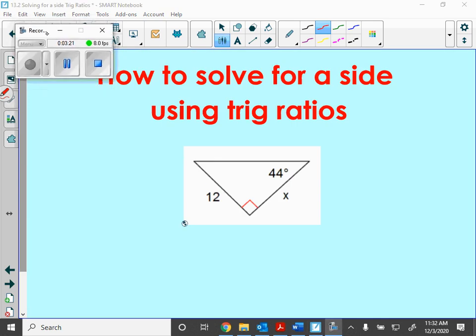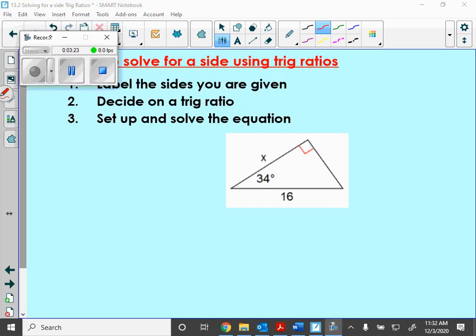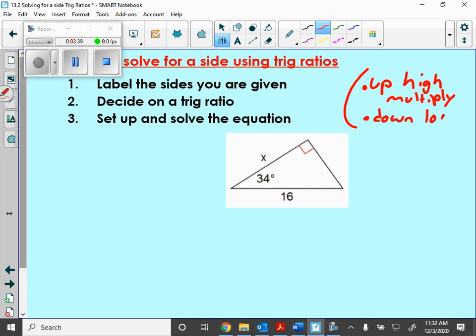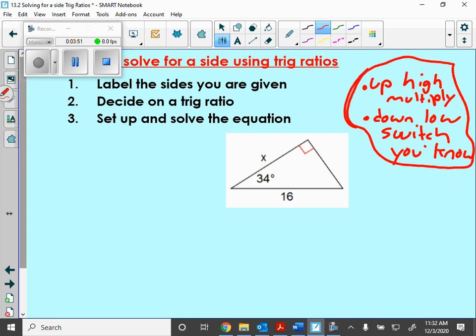How to solve for a side using trig ratios. On top of this, there's this little thing that you have to memorize. It's called up high, high, multiply. And when it's down low, switch, switch. We're in the note-taking part, so what I write down, you should write down.